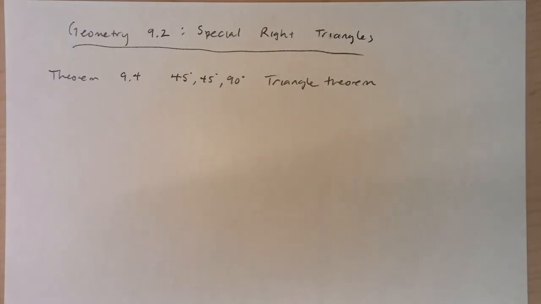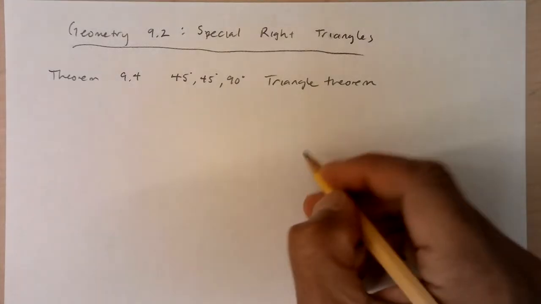Hello, this is Geometry 9.2. We'll be talking about special right triangles. And one of the special right triangles that we'll be talking about is a 45-45-90 triangle, or it could also be referred to as an isosceles right triangle.